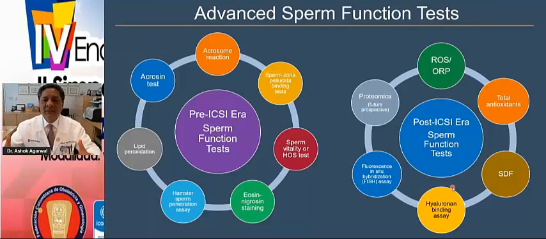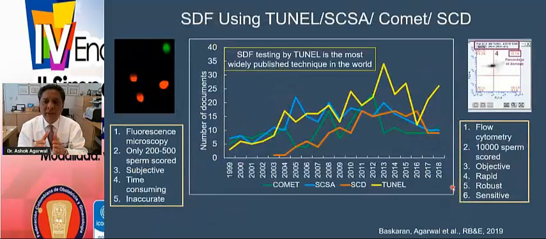However, now with the development of ICSI, a new generation of tests have come out. They are sperm DNA fragmentation testing, the testing for hyaluronidase binding, or fluorescence in situ hybridization or FISH assay, measurement of free radicals or reactive oxygen species or antioxidants. So these are new lines of test which have become more common now. And one of the most important tests is the test called sperm DNA fragmentation or SDF.